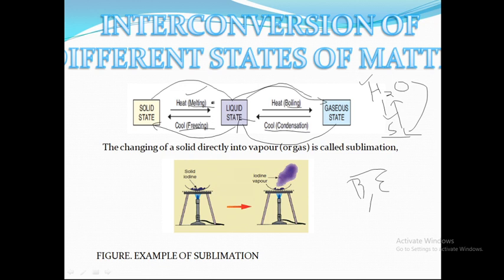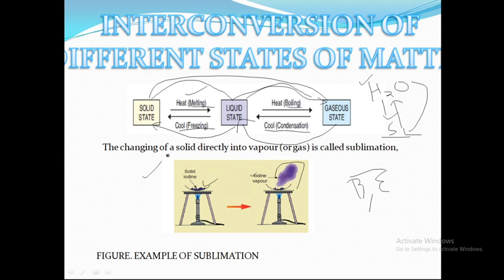Okay. Now there are some cases where solid directly gets converted into gaseous state without getting converted into liquid state. And this is an example. Here this is solid iodine, and when we heat the solid iodine, it directly gets converted into vapor. You see, it is directly getting converted into vapor. So whenever we are heating the solid iodine, it is getting converted into vapor.